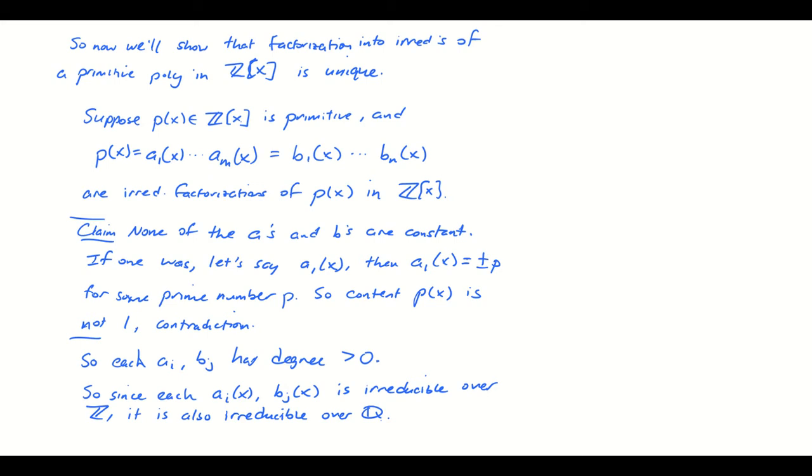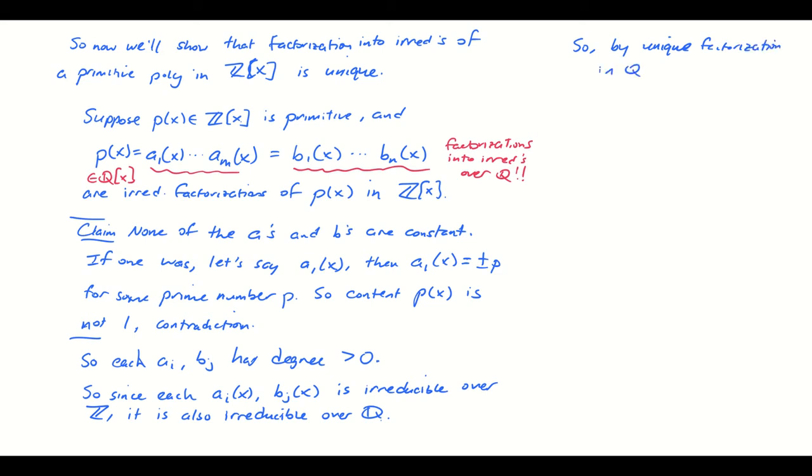This is amazing because now I have this P of x. It is a polynomial in Z[x], but it's also a polynomial in Q[x]. And now I have these two factorizations which are factorizations into irreducibles over Q. Well, what do I know about Q[x]? I know that Q[x] is a principal ideal domain, therefore it is a unique factorization domain. Therefore, these factorizations have to be the same and have to have the same number of irreducibles. So, by unique factorization in Q[x], the ai's are the same as the bj's up to order and associates.